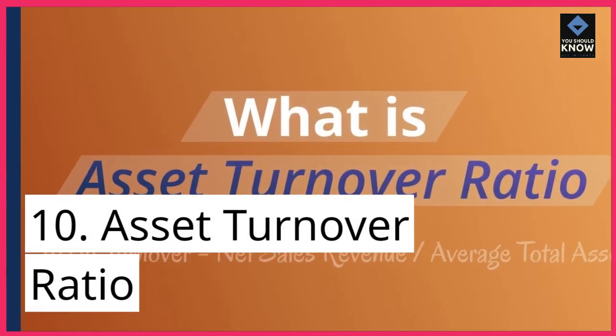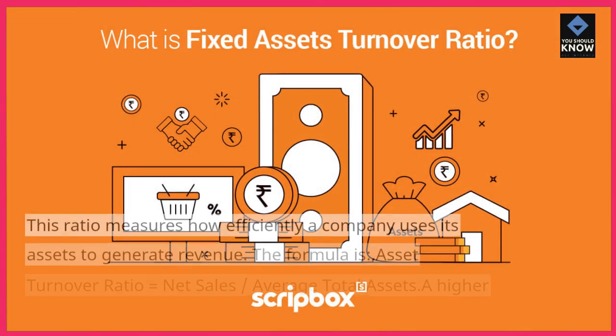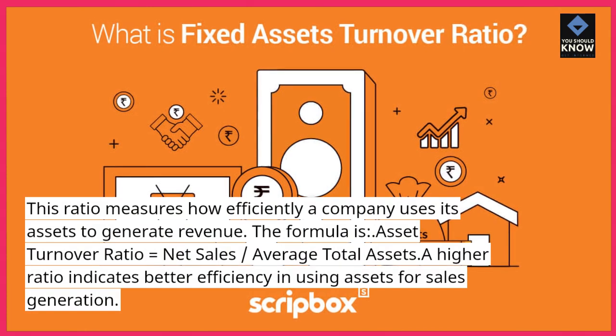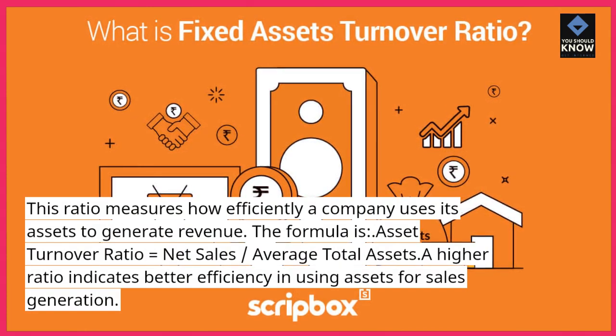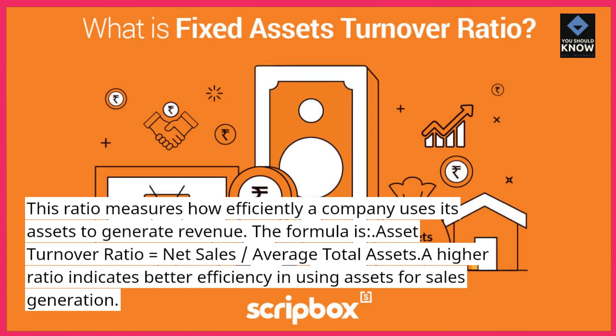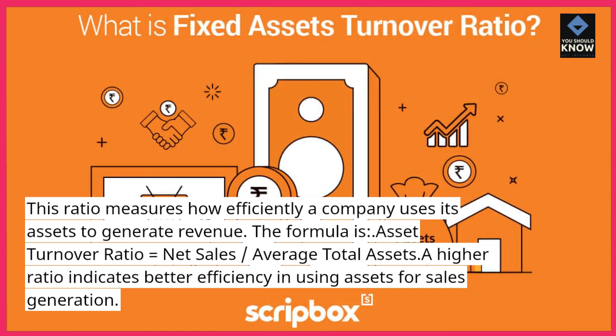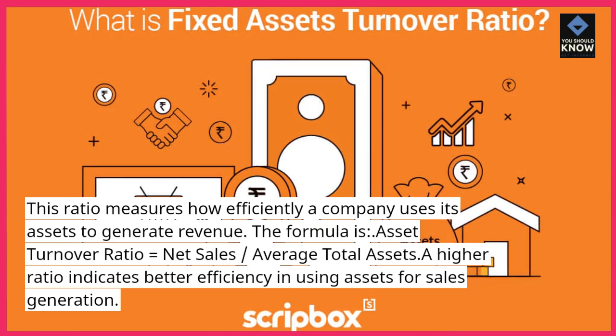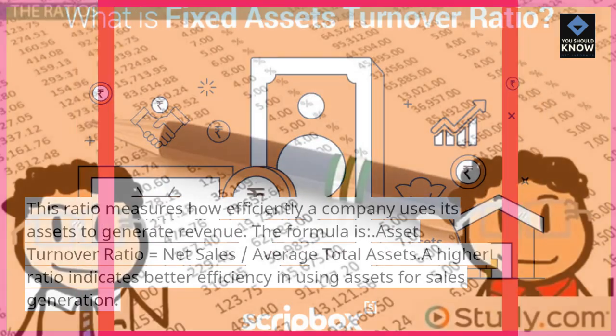10. Asset turnover ratio. This ratio measures how efficiently a company uses its assets to generate revenue. The formula is asset turnover ratio equals net sales divided by average total assets. A higher ratio indicates better efficiency in using assets for sales generation.